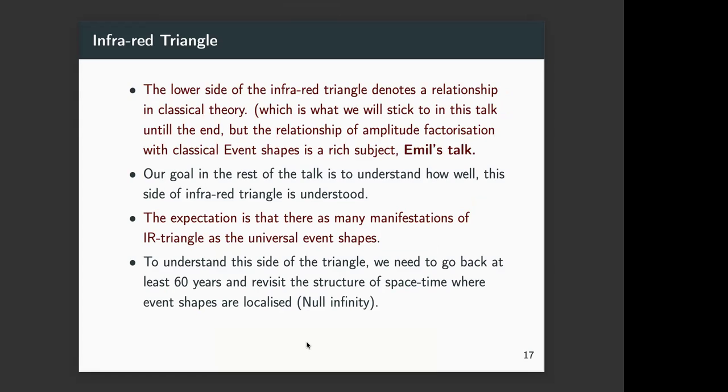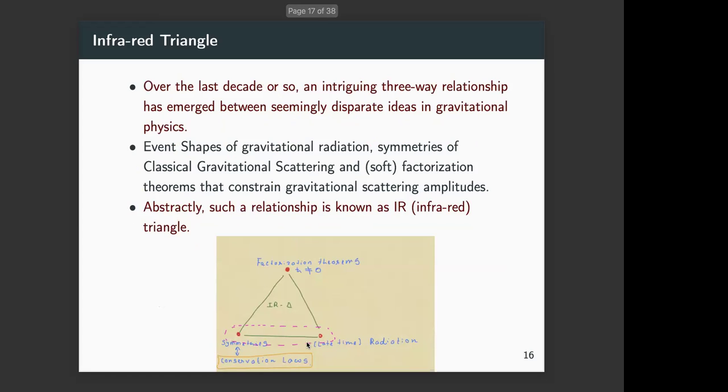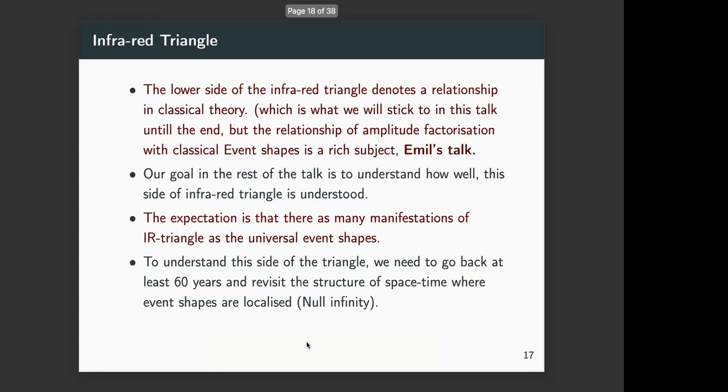And of course, this infrared triangle that I drew is kind of abstract. The 3 vertices of this triangle are just some abstract words. But the naive expectation is that there are as many manifestations or avatars of this triangle as there are universal event shapes. So for each, there will be one infrared triangle: one for the displacement memory, one for the tail to the memory, and so on and so forth. And so we would like to understand this side of the triangle.